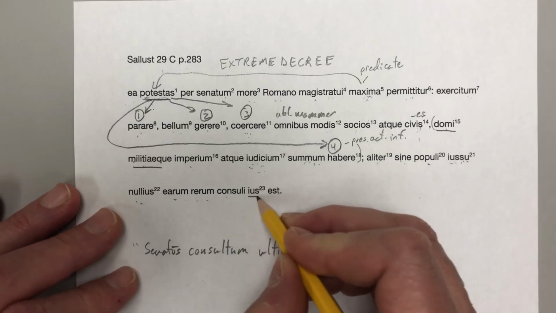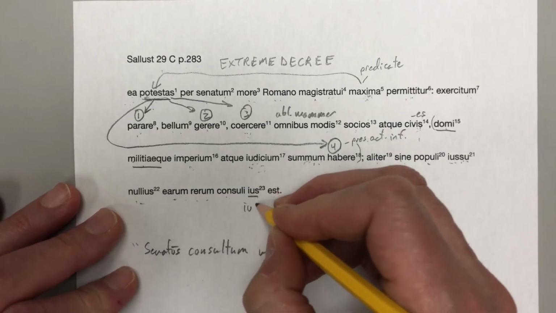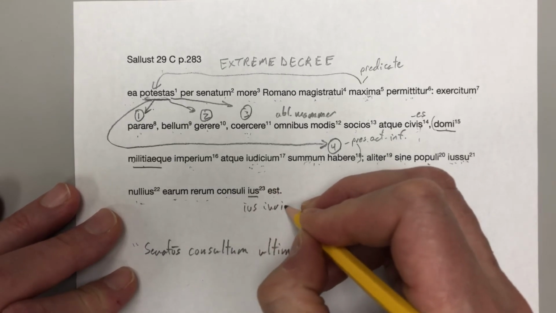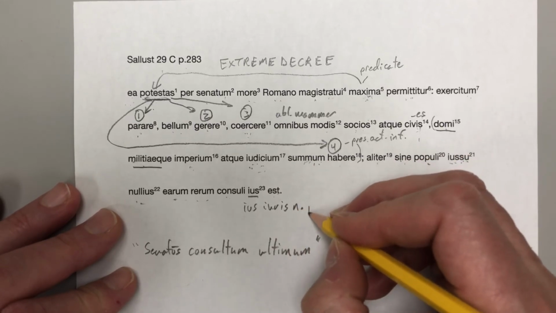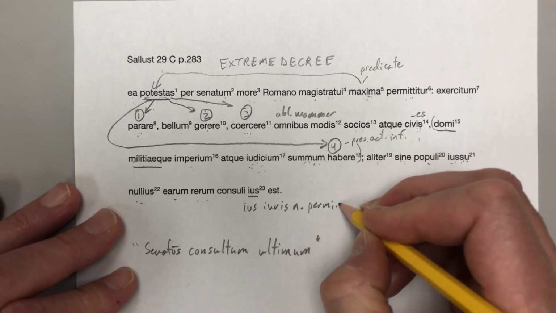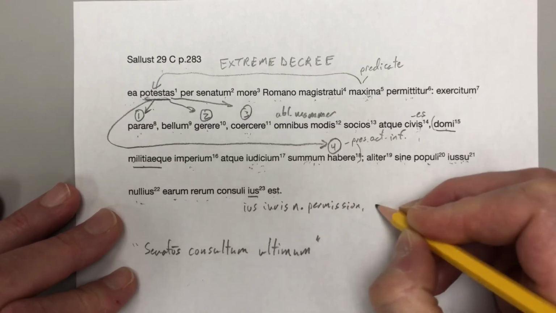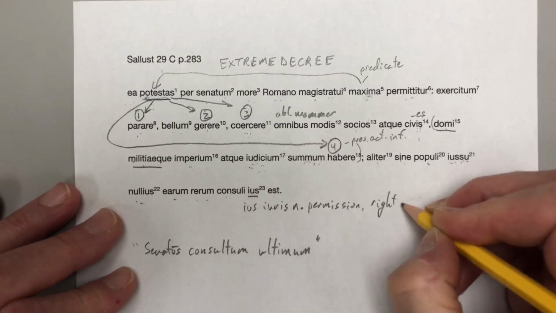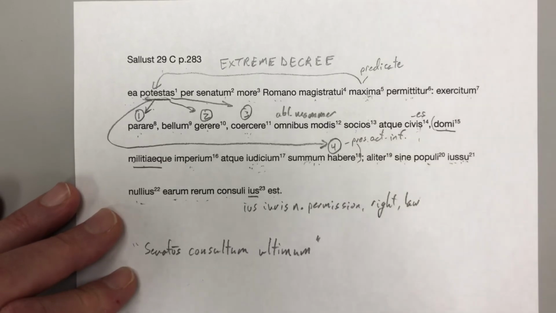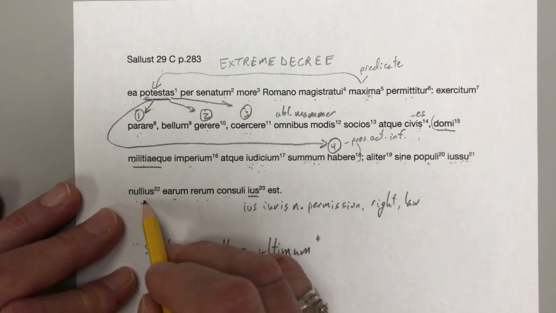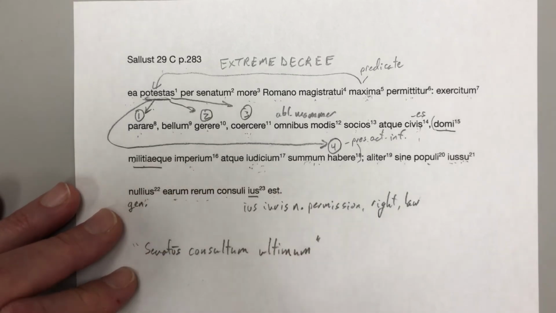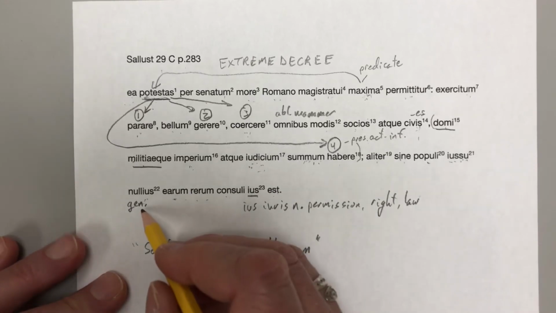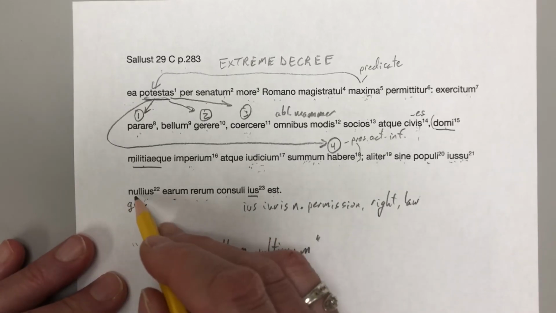And here's that tiny word ius, juris, neuter. It's like permission, right, or law. Complicated word there. And this, that's genitive. It's an irregular genitive, one of many, like illius and huius, nullus nullius.